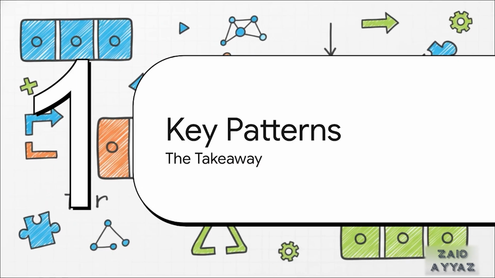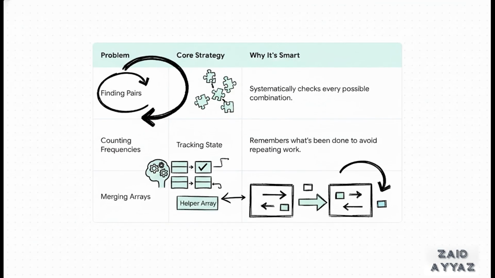So, we just cracked 3 totally different puzzles. But what's the big lesson here? What's the takeaway? Well, it turns out that each solution actually shows us a fundamental pattern in how to think like a computer. Think about it. For finding pairs, we used nested loops because we had to be systematic and check everything. For counting things, the secret was tracking state with a helper array so we didn't do extra work. And for merging, we used that clever pointer strategy to work backwards and avoid a big mess.